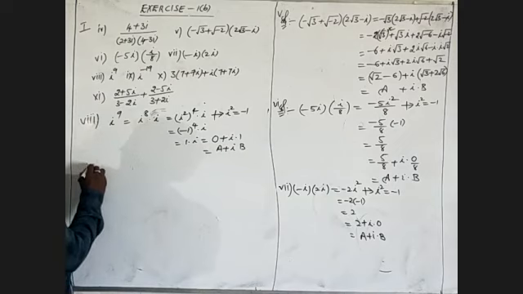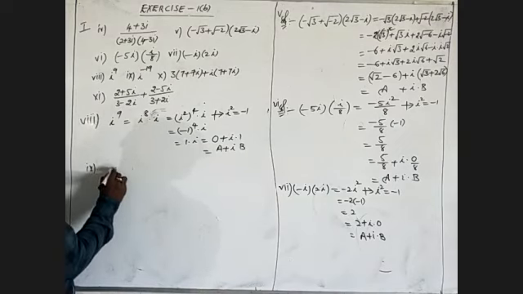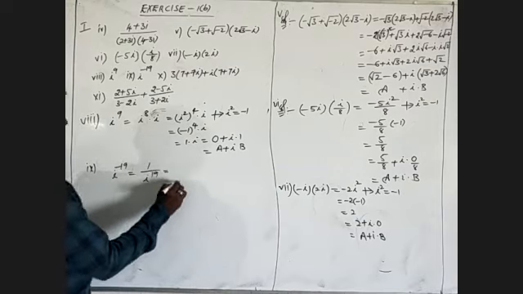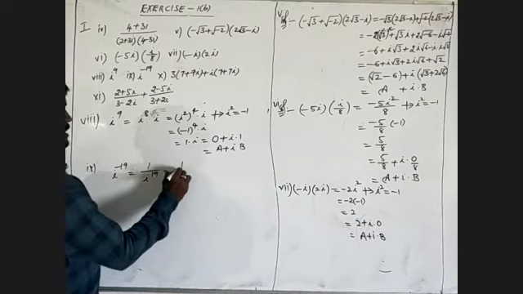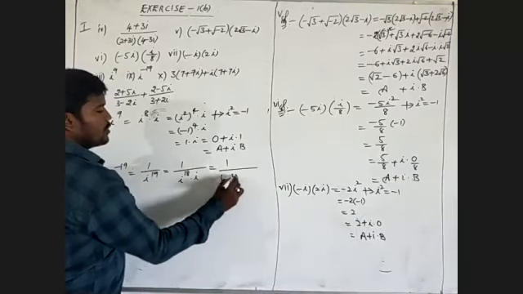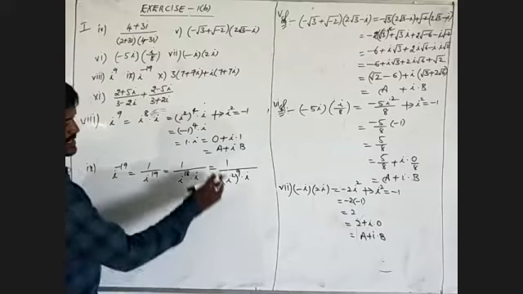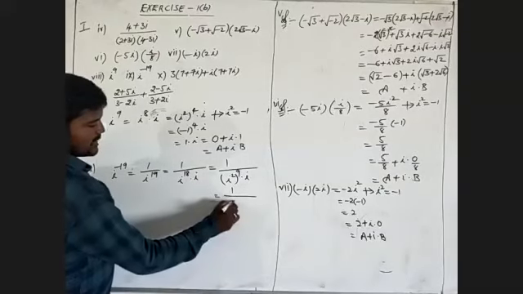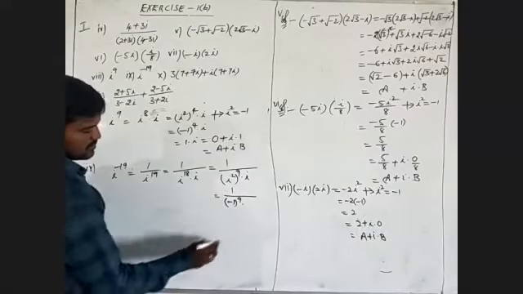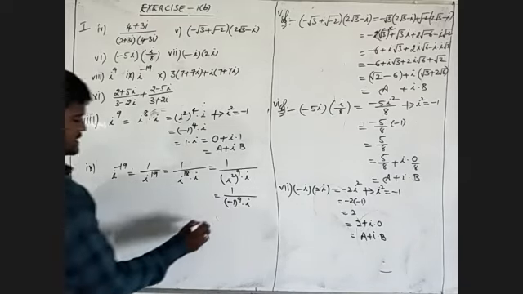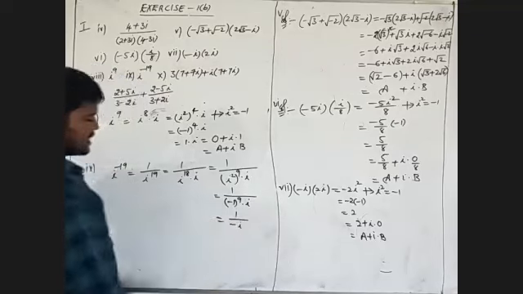Now I am going to the ninth one. i power minus 19 is given. This I have to write as 1 by i power 19. i power 19 must be written as i power 18 into i. That is 1 by i square whole power 9 into i. Where i square is minus 1, that means 1 by minus 1 whole power 9 into i. Minus 1 whole power 9 is minus 1, so it is 1 by minus i.